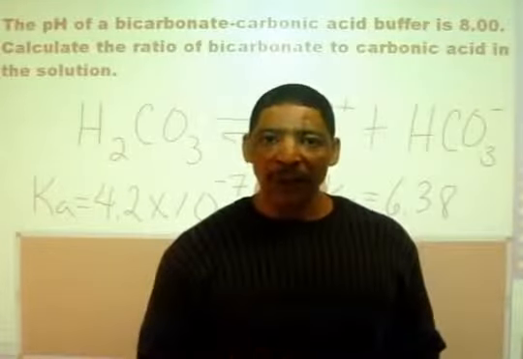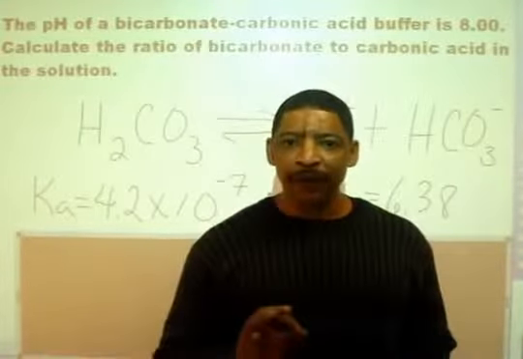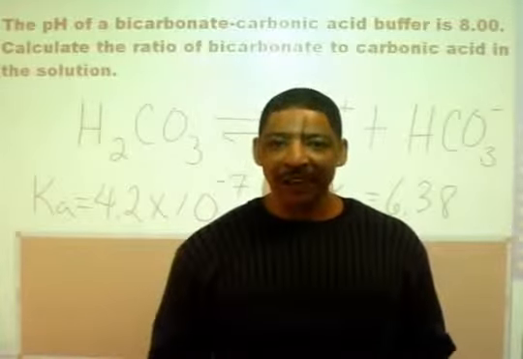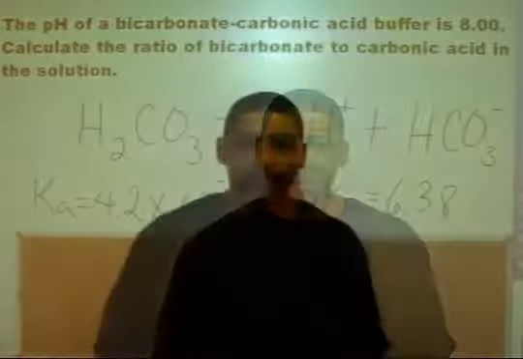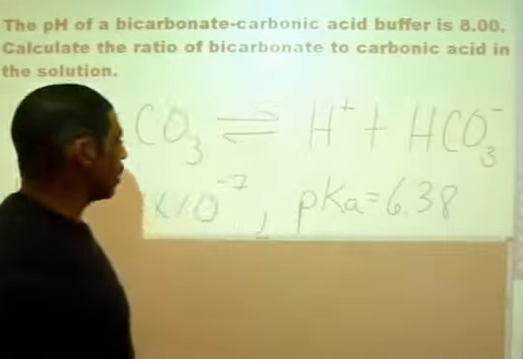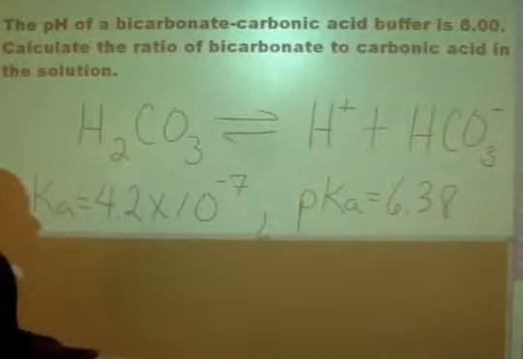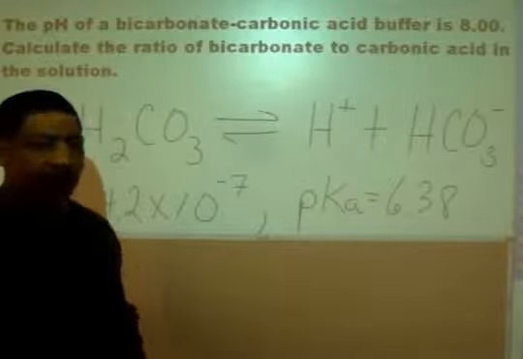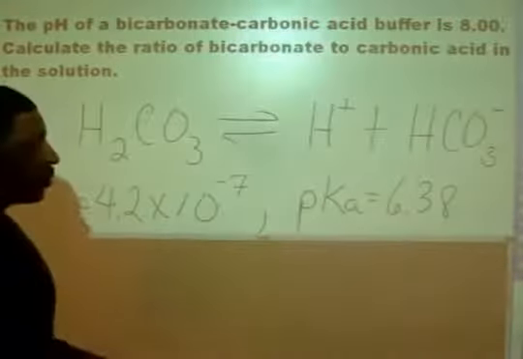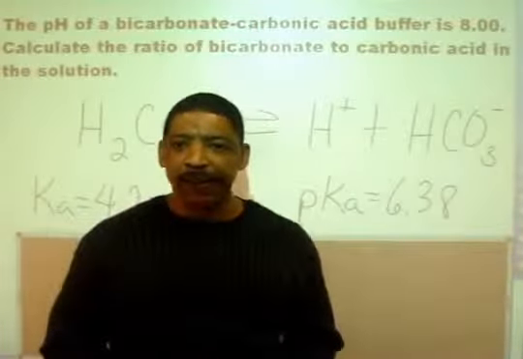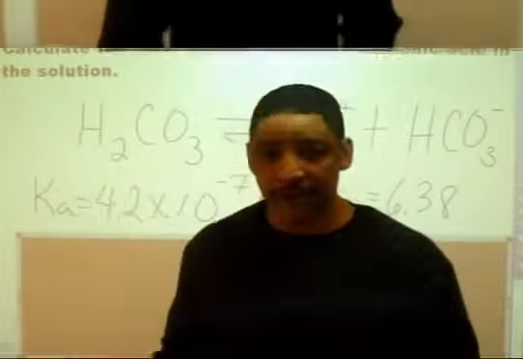In this video, I will explain how to prepare a buffer solution of a specific pH using the Henderson-Hasselbalch equation. Consider the following practice problem. The pH of a bicarbonate carbonic acid buffer is 8.0. Calculate the ratio of bicarbonate to carbonic acid in the solution.